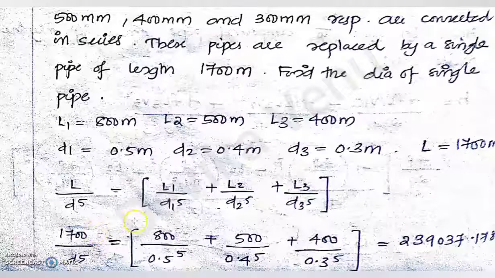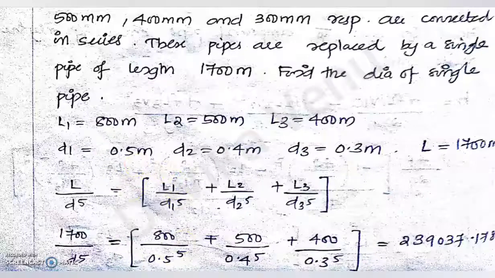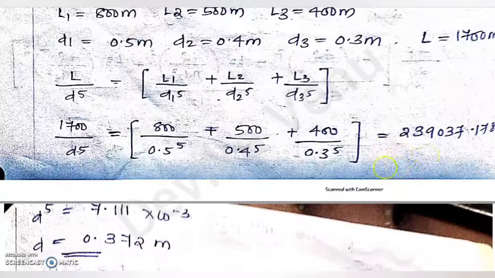Simply substitute, all the other data are given. So L is 1700, d raised to 5 is the unknown, equal to 800 divided by 0.5 raised to 5 plus so and so plus so and so. So all the data are given. So finally you will get one answer like this. This is d raised to 5.